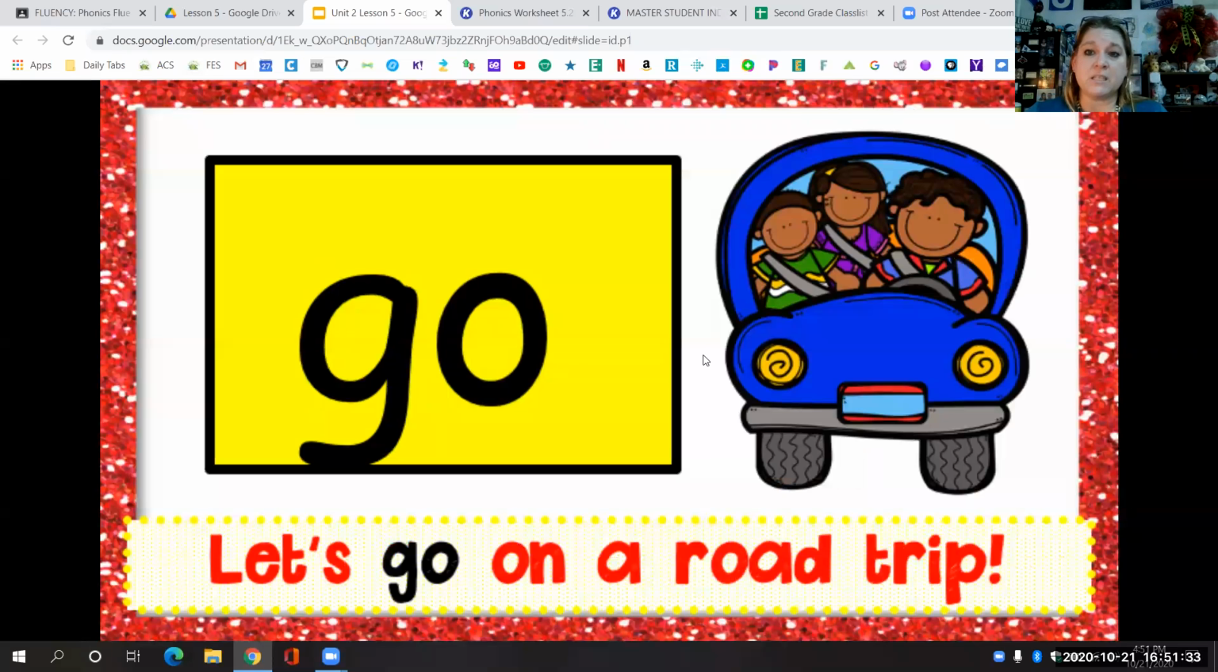The next word is go. Let's go on a road trip. And the same thing with go. What part is tricky and what part is expected? Just like with the word no, the word go, the O is the tricky part because it says O instead of aw. The G is an expected sound in the word go.